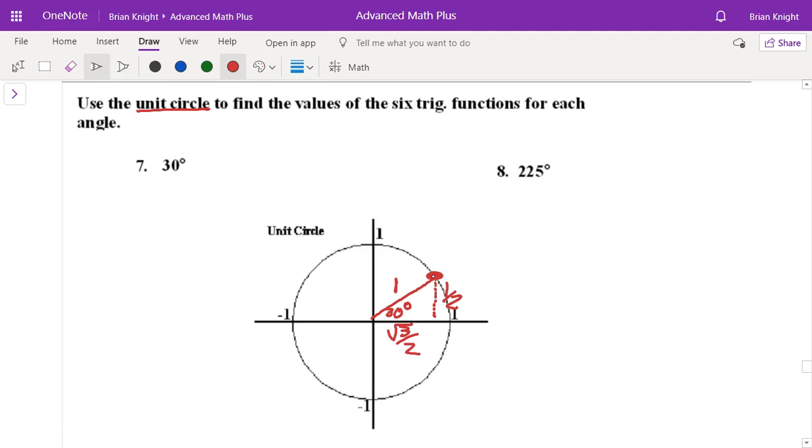How far do I go right? Square root of 3 over 2. How far do I go up? 1/2. Now I have my x and my y. And now I can do all 6. Okay? So sine of 30 is equal to y. And what is y? 1/2. And if you look at your chart that we filled out yesterday, you'll see that sine of 30 is in fact 1/2.